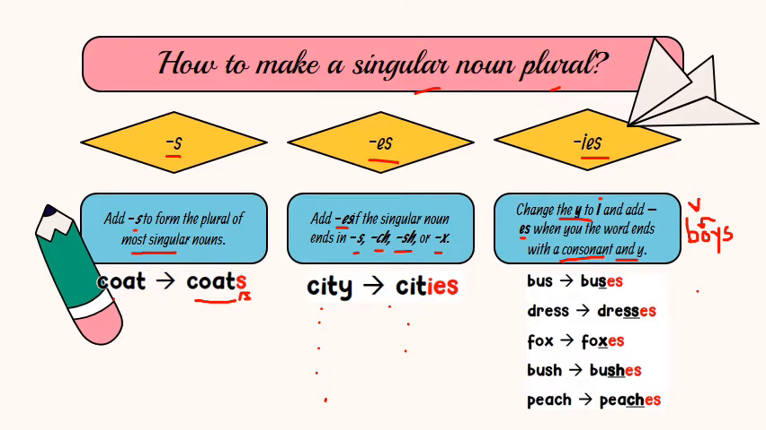But as in this example, if you have the word city, what is the letter behind the letter Y? It is the letter T. So T is a consonant letter. In that case, I take away the Y, I make it I, and then I add es, so it becomes cities, C-I-T-I-E-S. These are the rules that we need to remember when we're making a singular noun plural.